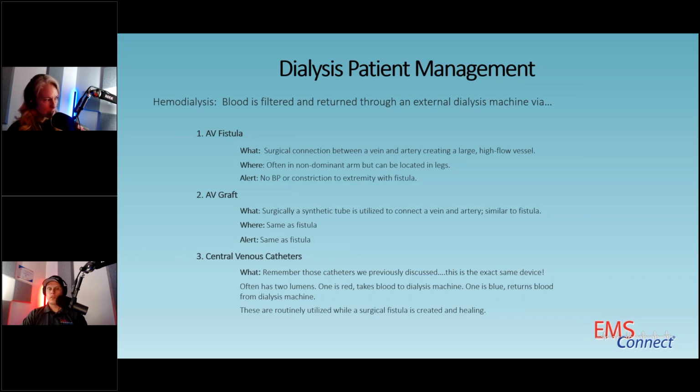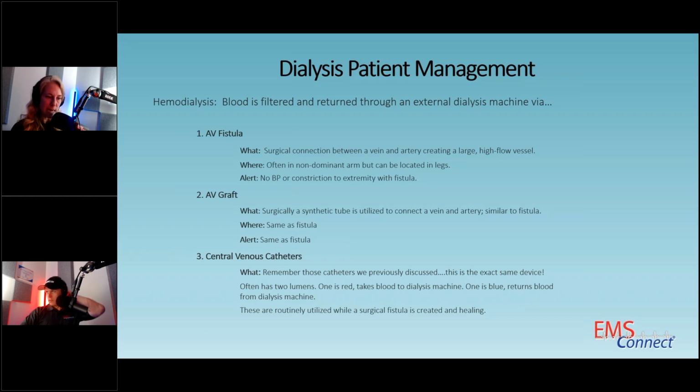Some of these patients do get a central venous catheter. So you're going to look at their chest and go, oh, this is a central venous catheter. What's going to alert your spidey senses is that this catheter is going to be huge, because for our other patients with a central venous catheter, the diameter of that catheter is a little bit smaller. You're going to notice it.